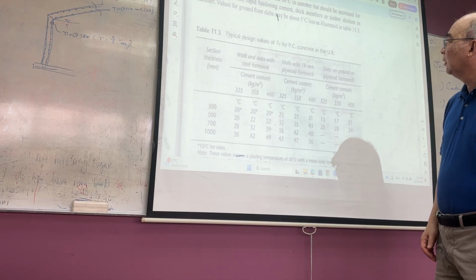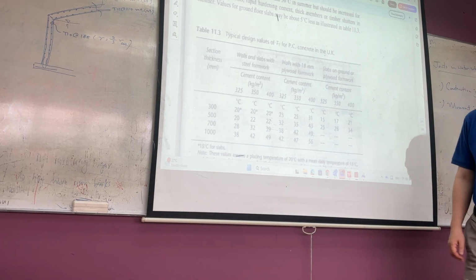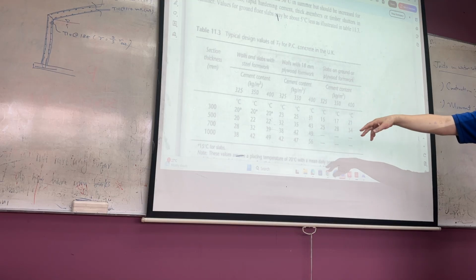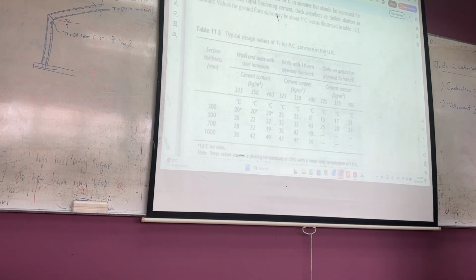So if the thickness is 250, we just take 300. Because we do not have the formula for how they calculate this one, you just take the more conservative value.